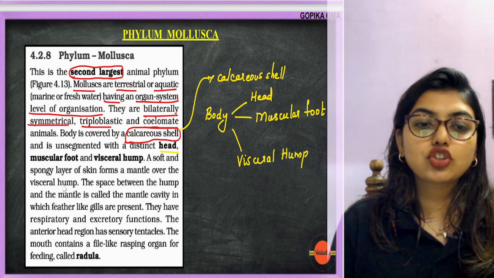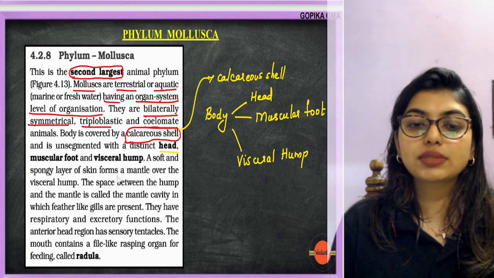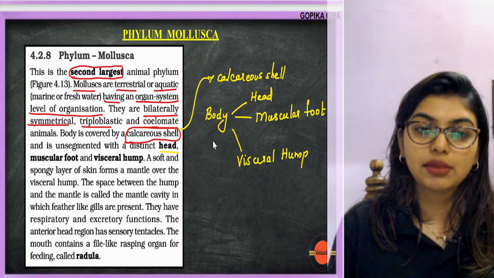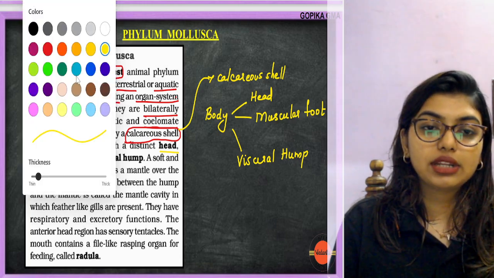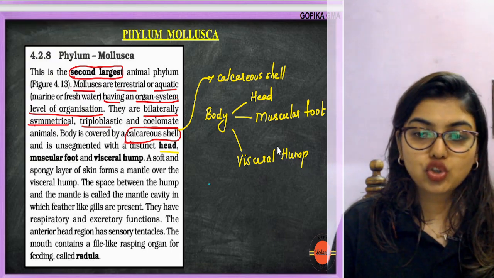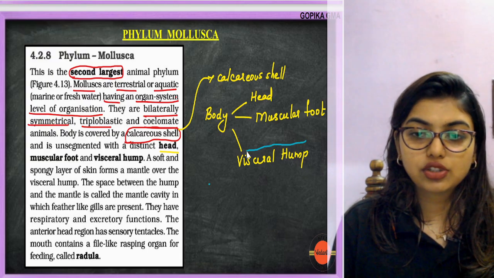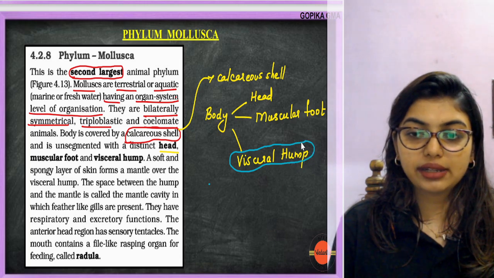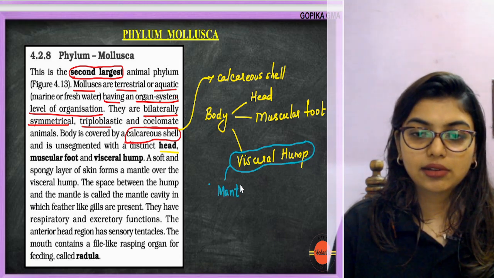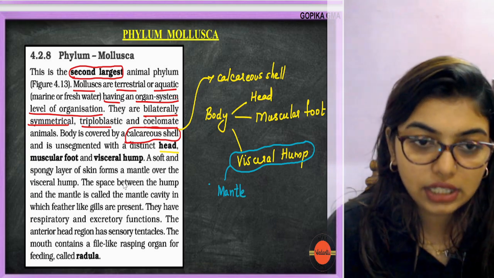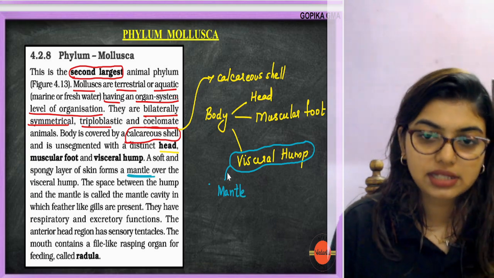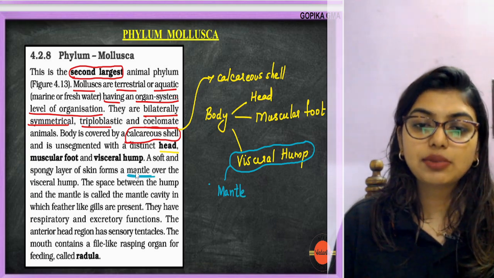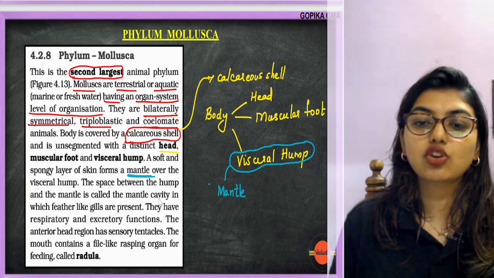Now, a soft and spongy layer of skin forms a mantle over the visceral hump. So there is going to be one layer formation. This is the mantle, over the visceral hump. Now the space between the hump and the mantle is called the mantle cavity.